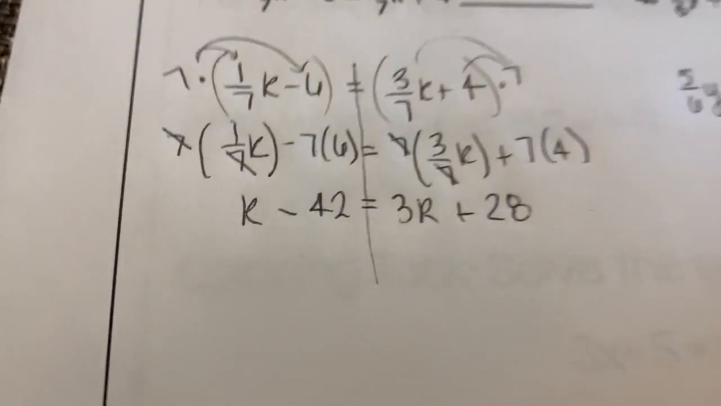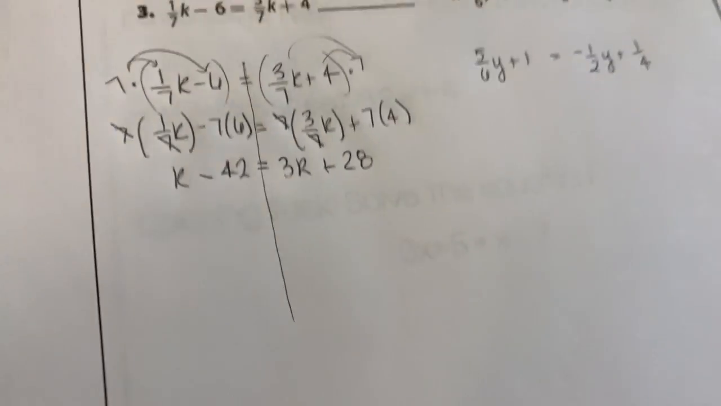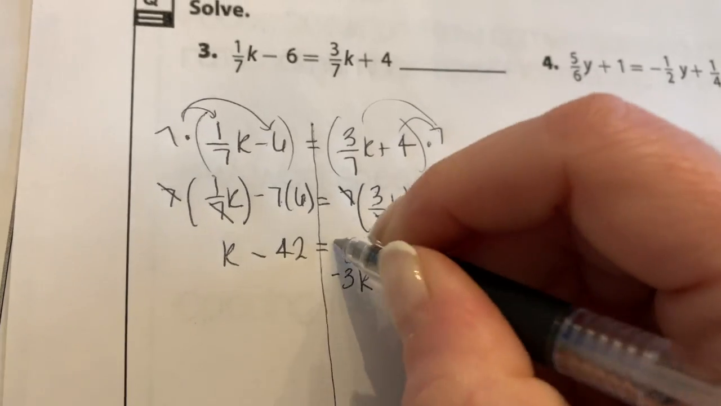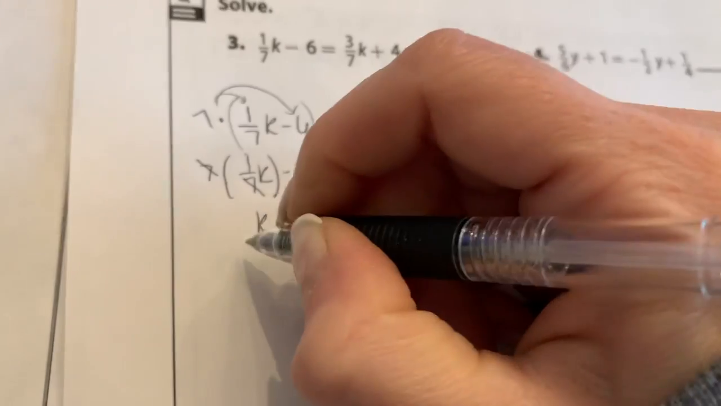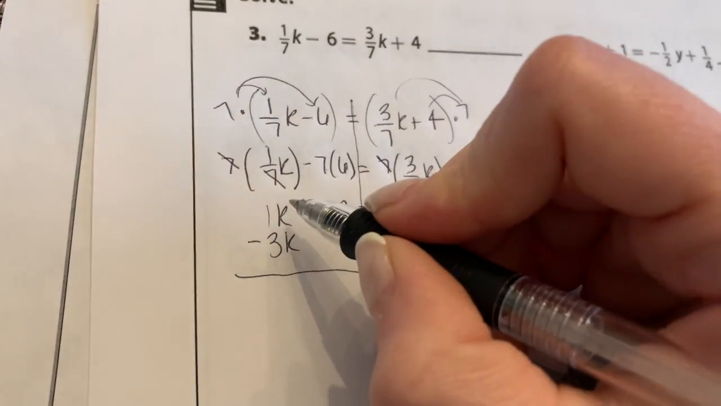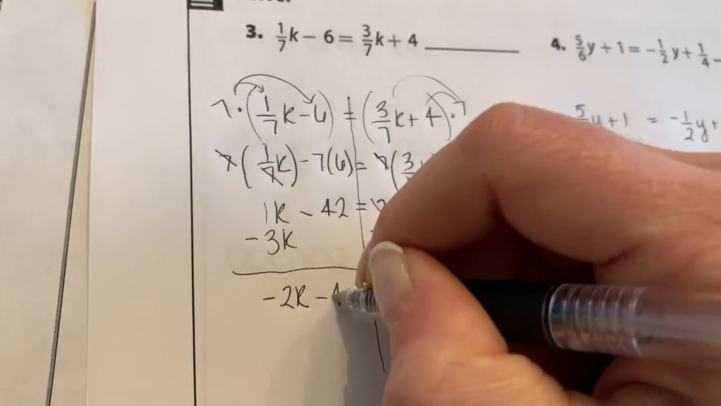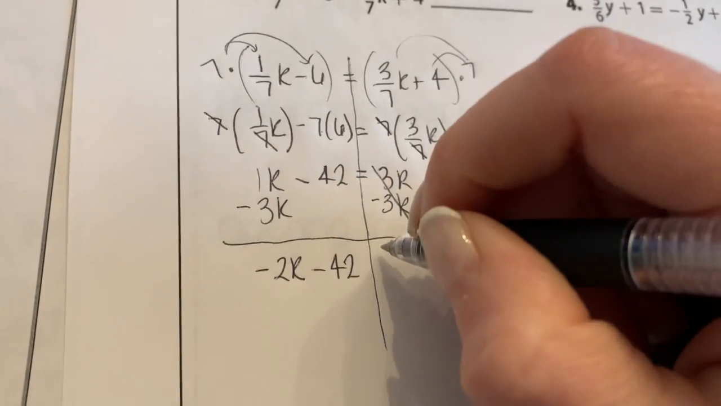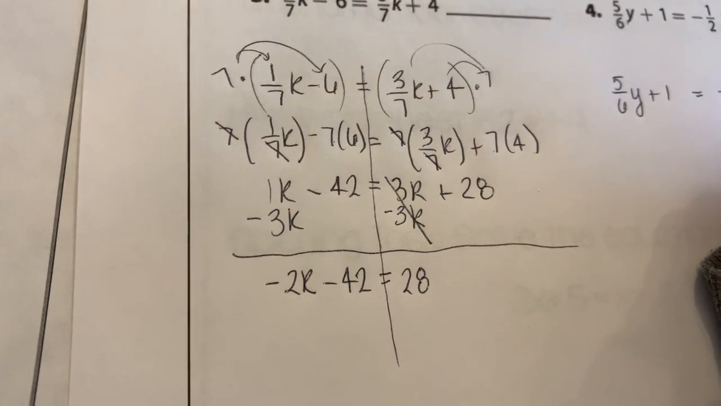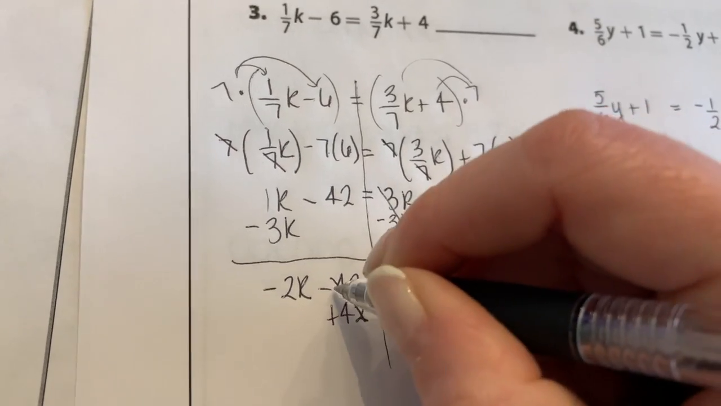Okay, look at this. Now I just have a normal equation to deal with. No more fractions. How nice. Okay, much better, much better. All right, so I'm going to bring this variable over to the left by subtracting 3k because it's positive. What I do to one side, I do to the other. So I'm subtracting 3k from regular k. Remember, that was a 1. So 1k minus 3k is going to give me negative 2k minus 42. Don't forget the minus. Is equal to positive 28. Okay, from here I'm going to add 42 to both sides as I'm doing the opposite of subtracting 42.